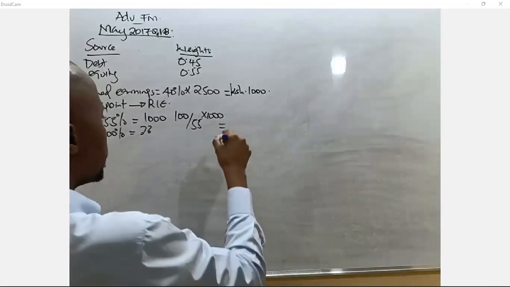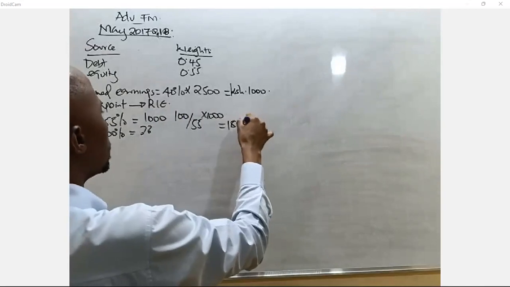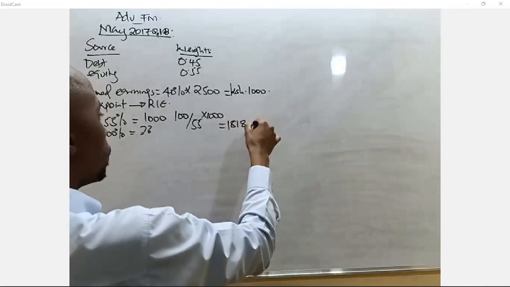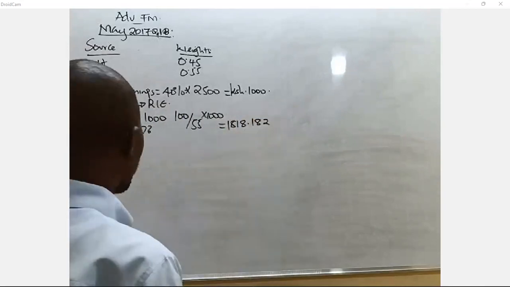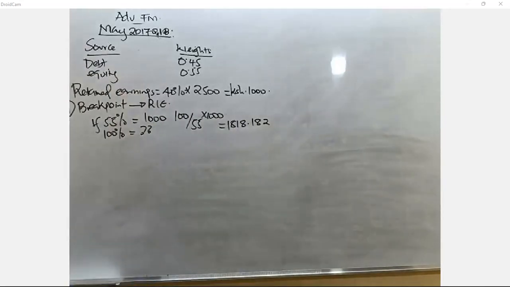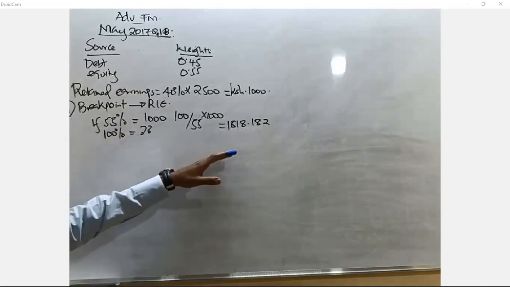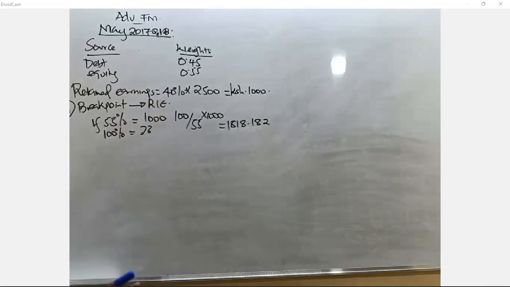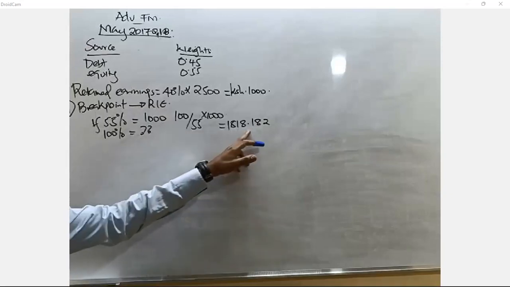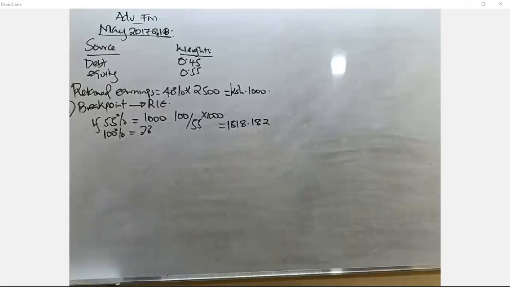How much is it? It should be 18.182. Let me just put it like that because it's in thousands of shillings. That is one. That is the maximum amount we can get from the retained earnings if it is fully utilized. That is how much you can get, 18.182.